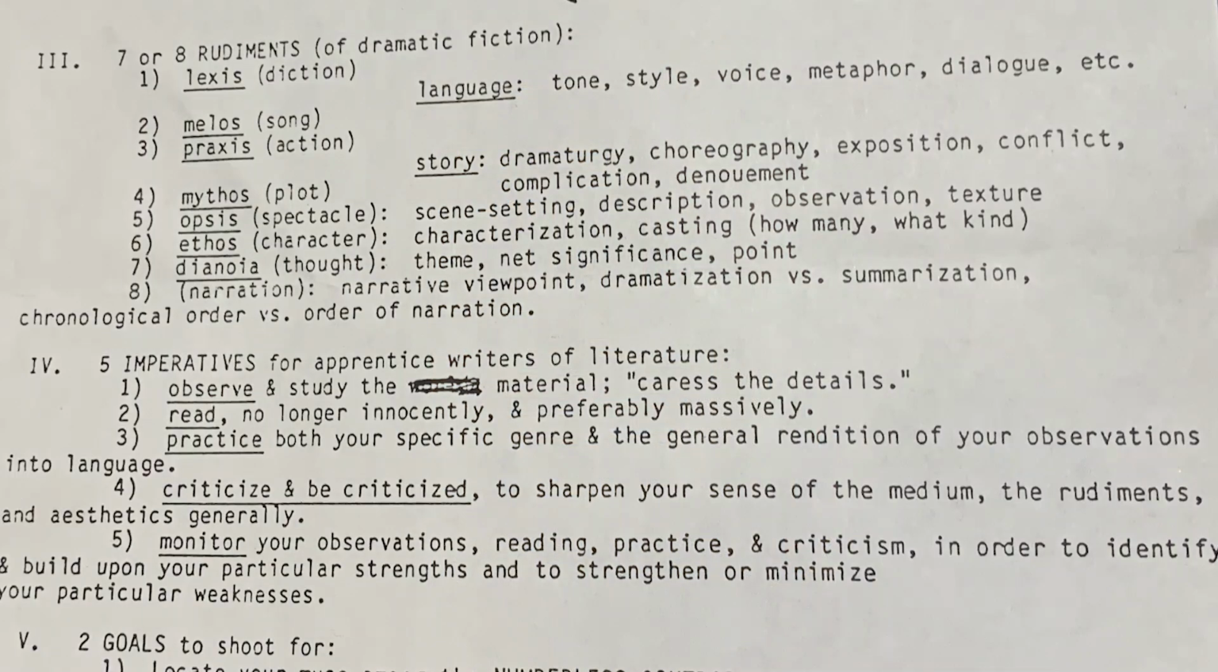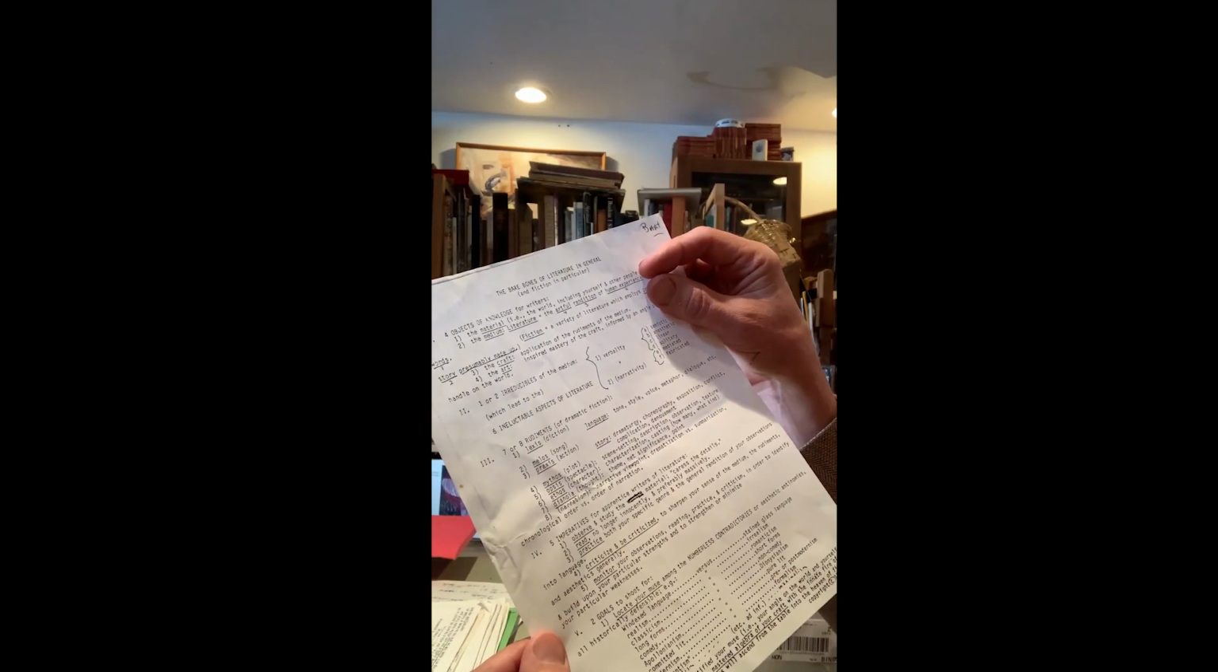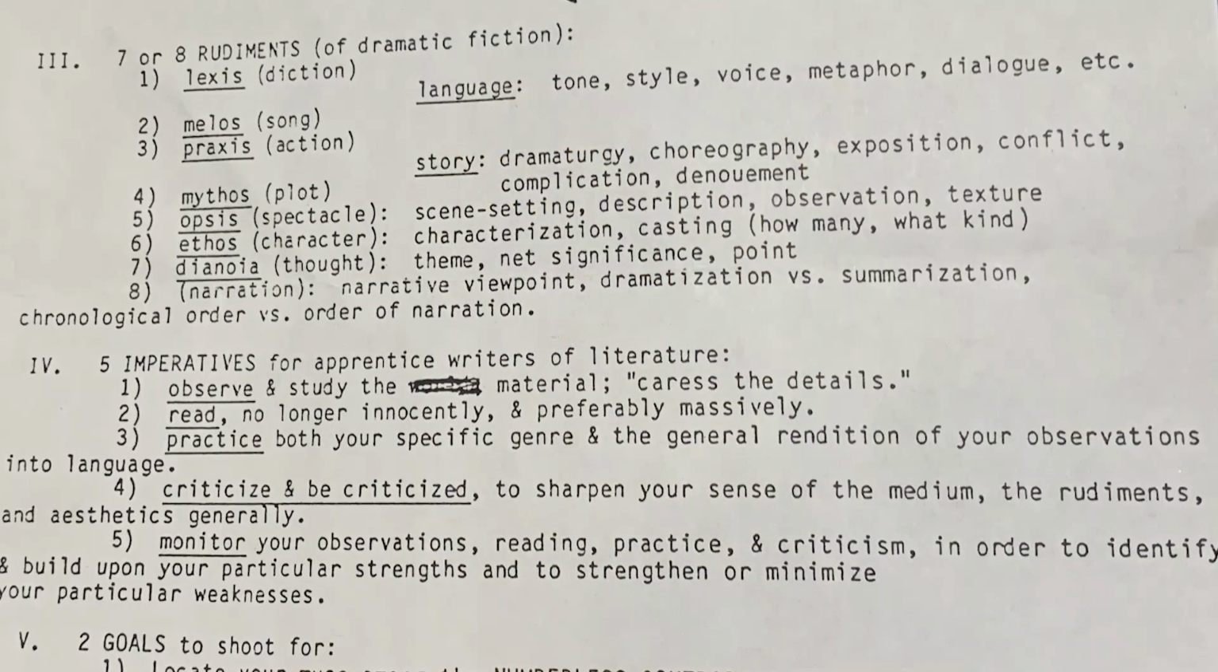The seven or eight rudiments of dramatic fiction, he says, are lexis, melos, praxis, mythos, opsis, ethos, dianoia, and narration. Lexis is diction, as does melos, song, with language, tone, style, voice, metaphor, dialogue. Three, praxis is the moving forward of the story. Action. Four, mythos, plot. Praxis, action, and plot, mythos, have to do with story, dramaturgy, choreography, exposition, conflict, complication, denouement.